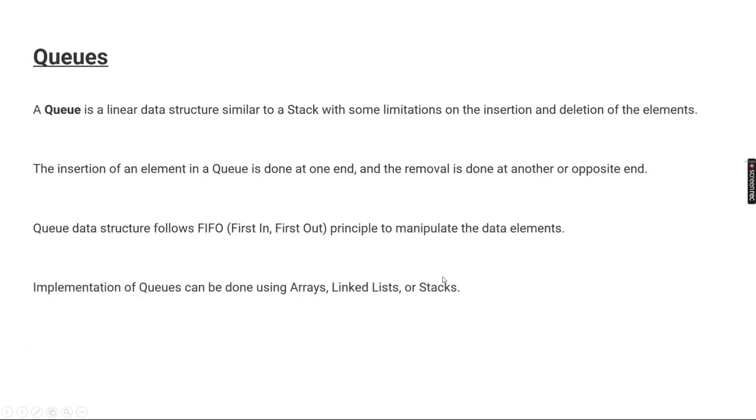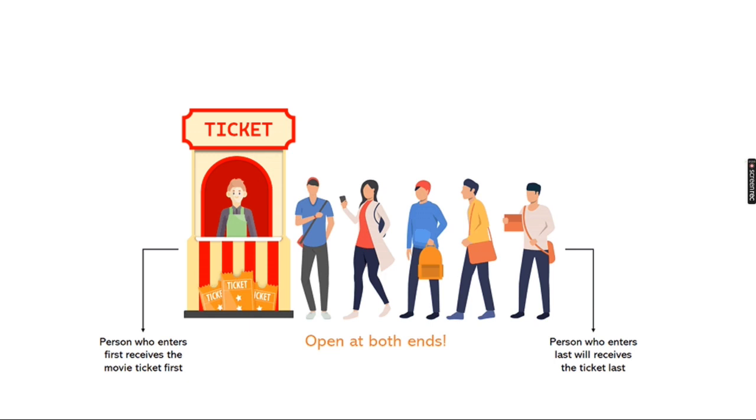Second is queue. A queue is a linear data structure similar to a stack with some limitations on the insertion and deletion of the elements. The insertion of an element in a queue is done at one end and the removal is done at another. The queue data structure follows the FIFO principle to manipulate the data elements. FIFO means first in, first out. Implementation of queues can be done using an array, linked list, or stacks.